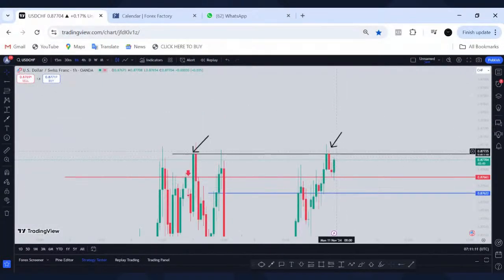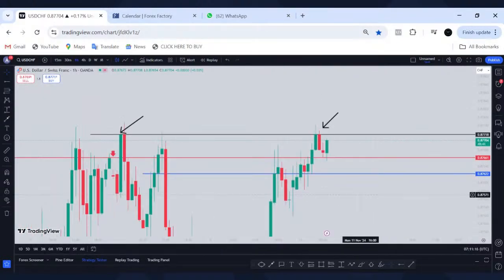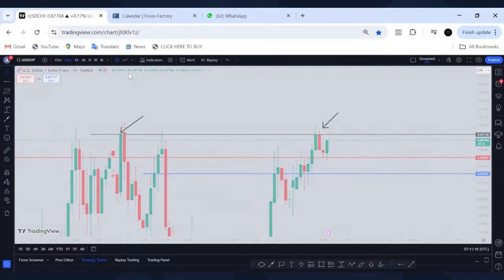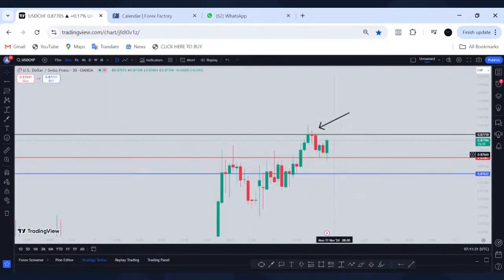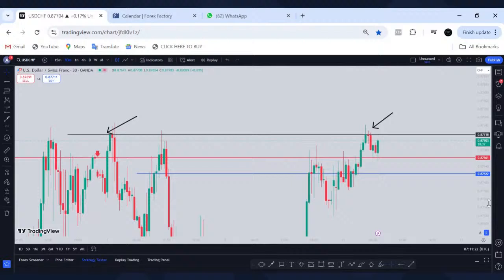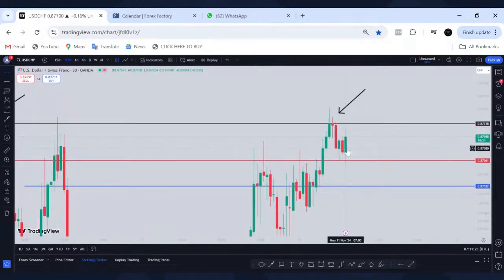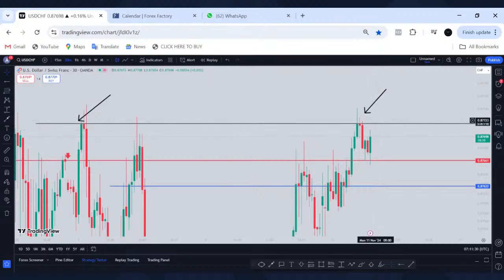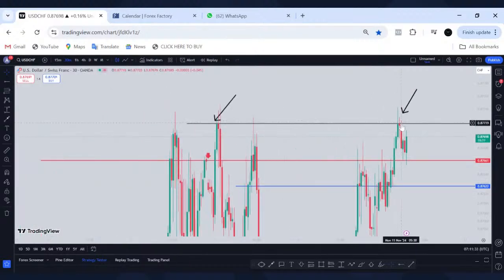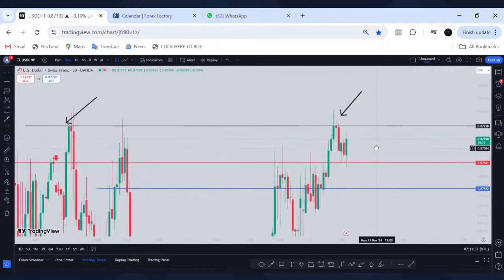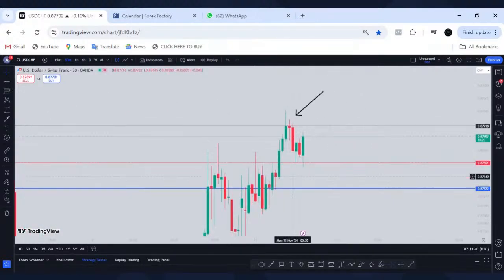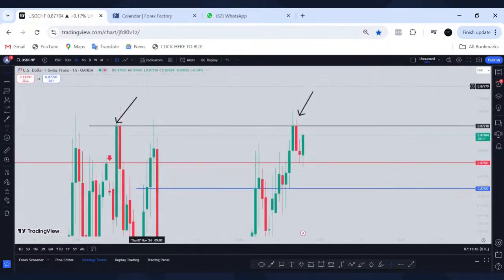So we are going to wait for the candle to close. Now the M30 candle has broken above this one. But when it comes to the price moving up, we're having a lot of rejection over here. So the best we can do is wait for the candle to break above.